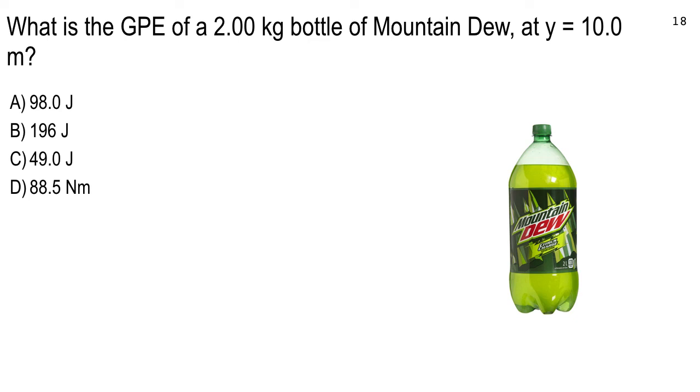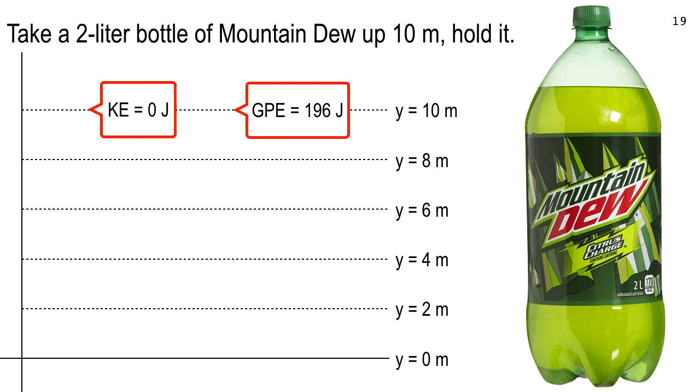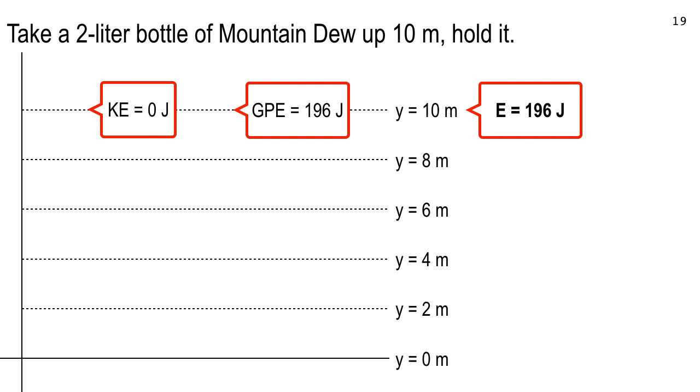Very good. The correct answer is 196. All right. So now you can go back to your table and write in 196 for the gravitational potential energy up there. Now, what that means is the total mechanical energy, capital E, is also 196.